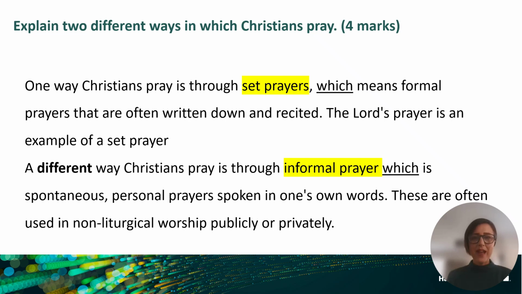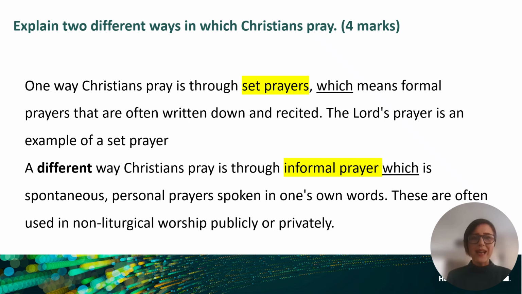So let's have a look at a model answer. So you can see here that I've got a simple explanation, I've developed it, I've got a second simple explanation, and then I've developed it. So for the question, explain 2 different ways in which Christians pray. I've got one way Christians pray is through set prayers, which means formal prayers that are written down and recited. So that word which is underlined is a connective, which means this is a simple explanation, not just a stating of a fact. I've then developed it by giving an example of a set prayer, which is the Lord's Prayer.